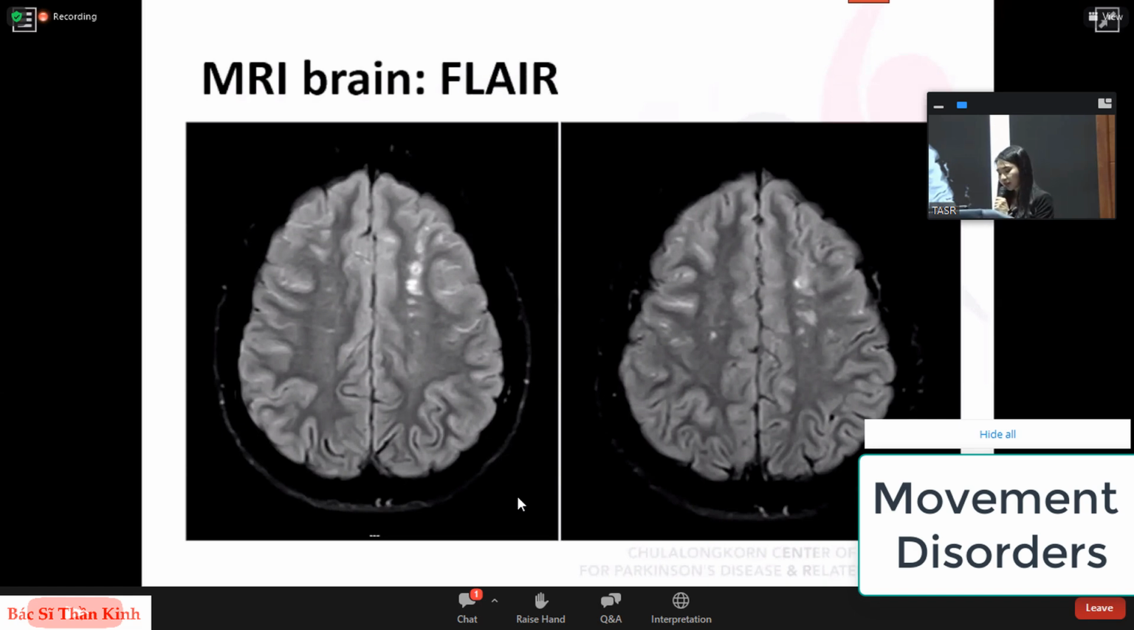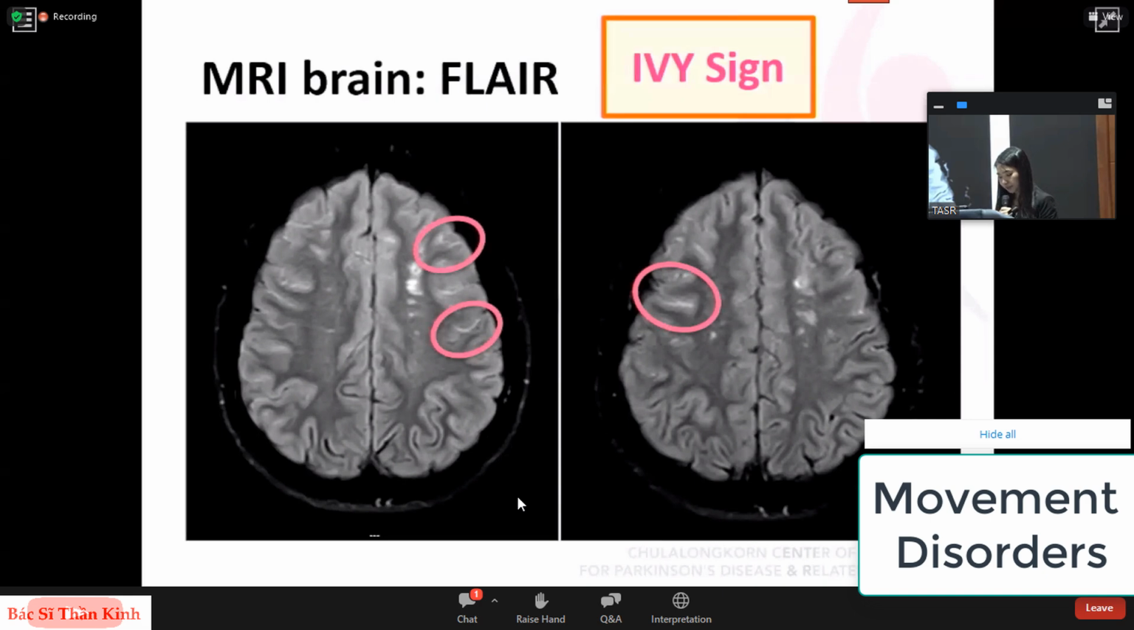This is the FLAIR MRI which demonstrates an old infarction in the bilateral frontal lobe and also prominent leptomeningeal collateral, seen as contrast enhancement and a high signal on the FLAIR due to slow flow. This is called the ivy sign. Do you want the audience to maybe make a guess first?